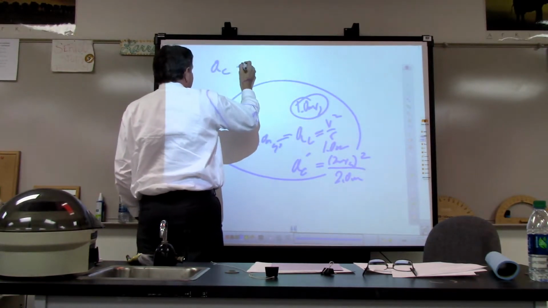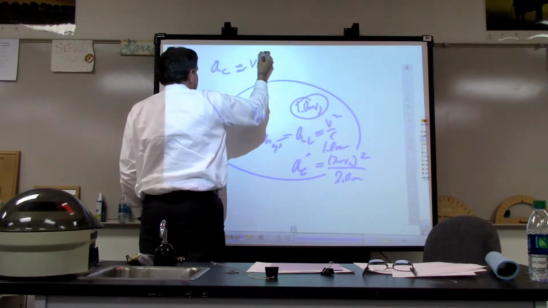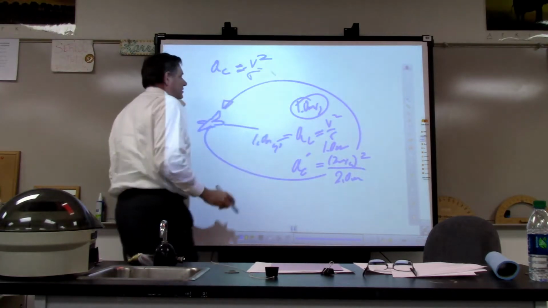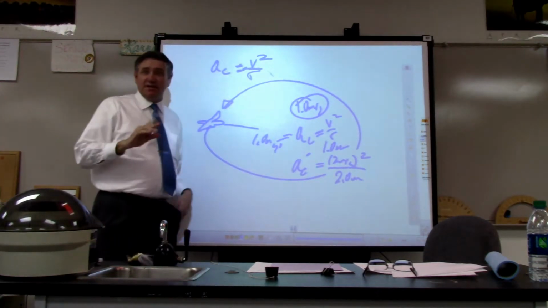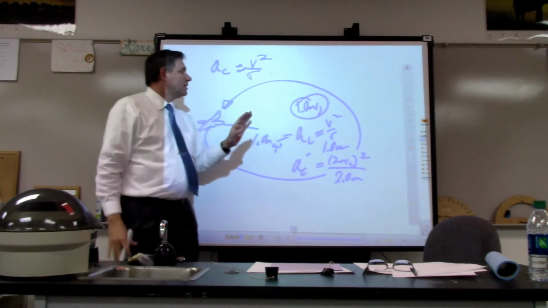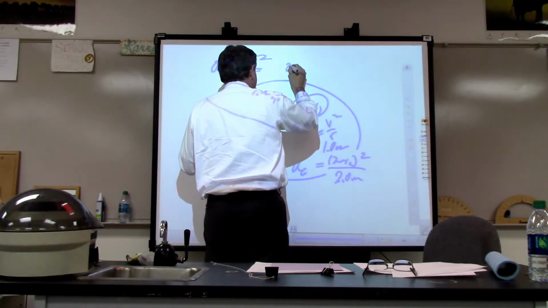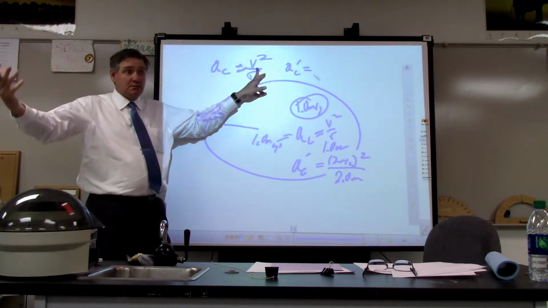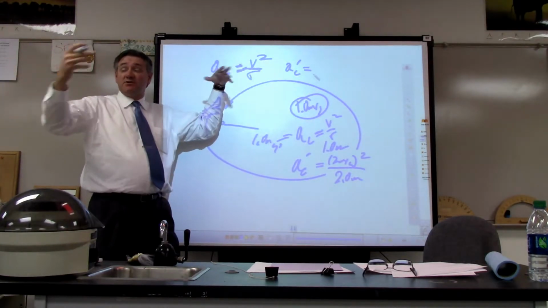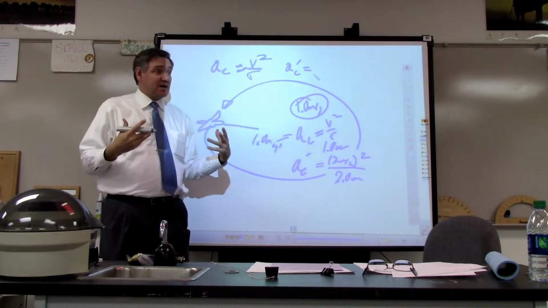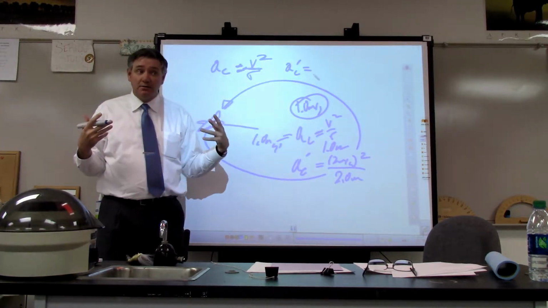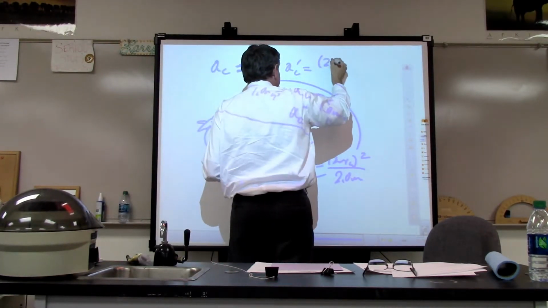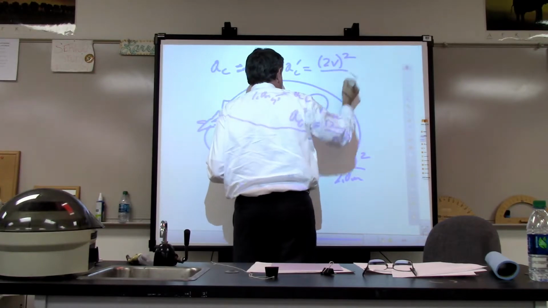So you go, okay, here's my initial acceleration: v squared over r, right? Any acceleration is v squared over r. Now, for my new acceleration, what's going to happen to my velocity? It's going to get doubled. So how am I going to double my velocity? Multiply it by 2. So this is going to become 2v squared.